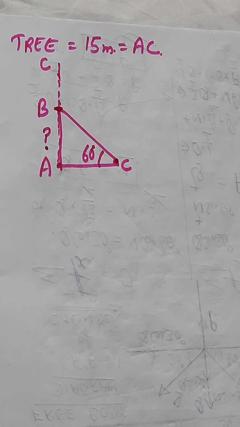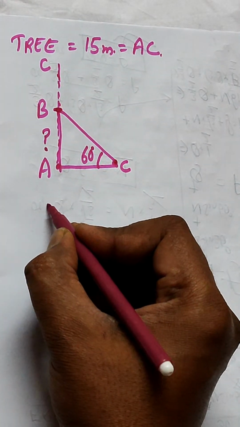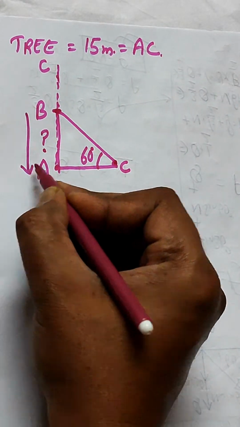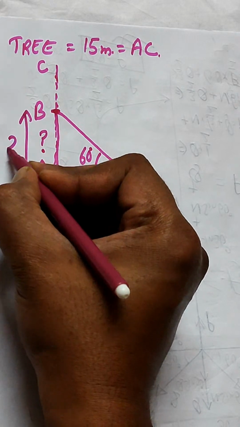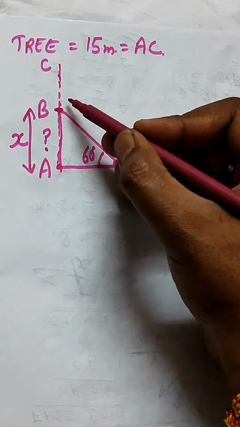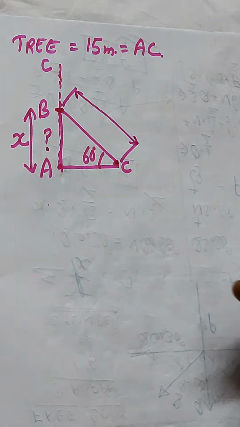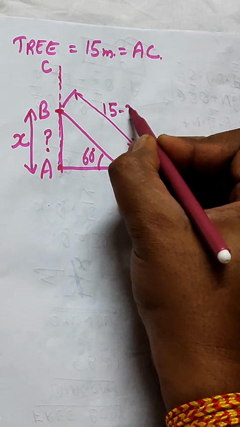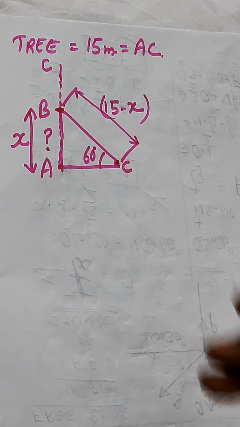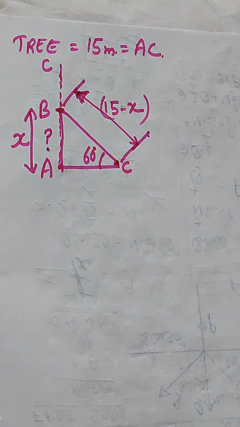So here, since AC is 15, let us assume the length of AB as x. If the length of AB is x, right, then what will be the length of BC? This one. This will be 15 minus x. Why? Because the tree height is 15 meter. This will be 15 minus x, right?